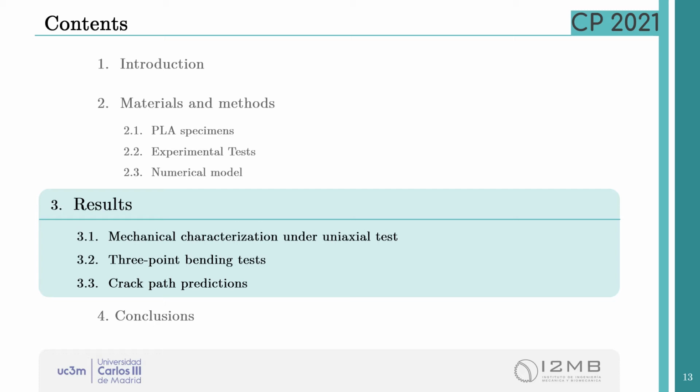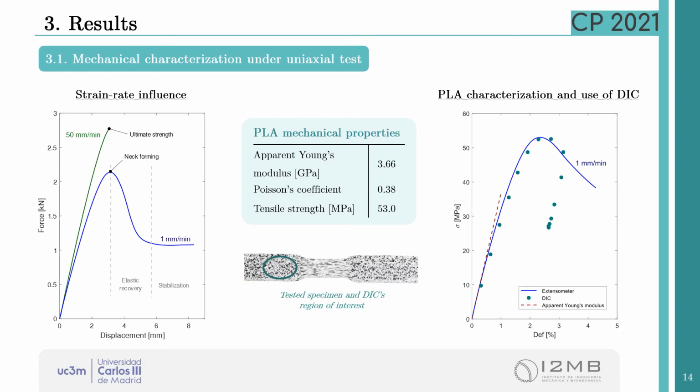Now, in the results section, we are going to analyze all the data we got from the experimental tests and numerical models. Firstly, we carried out the uniaxial tests with dog bone specimens for the mechanical characterization of the PLA, and the graphic on the left represents the force displacement curves of two tests with different strain rates. It can be noticed that while the test at 1 mm/minute reaches a stabilization zone with large deformation after the maximum force and the elastic recovery, the test at 50 mm/minute ends with a brittle fracture of the specimen when this maximum force is reached.